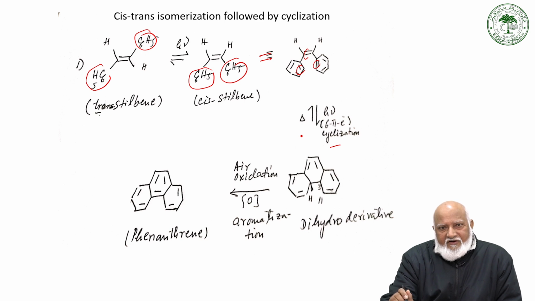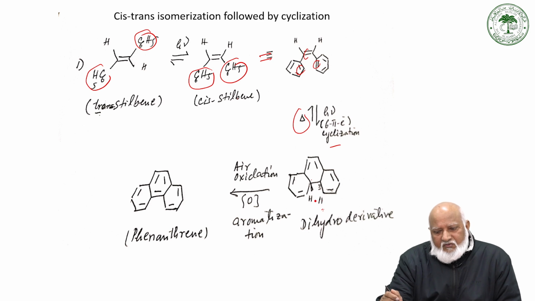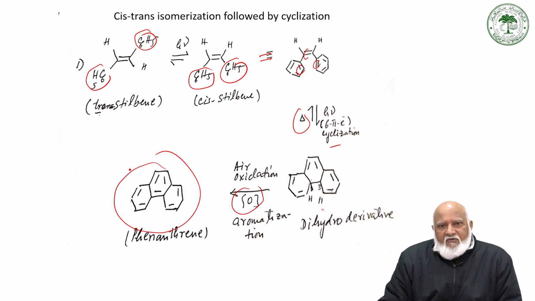So, this is a two photon reaction. One photon is involved in conversion of trans to cis, and another photon is involved in the 6π electron photochemical cyclization to a dihydrophenanthrene type derivative, which can open up thermally and go back to the starting cis-stilbene. This dihydro derivative is also susceptible to air oxidation to give you a more stable aromatic compound, phenanthrene.